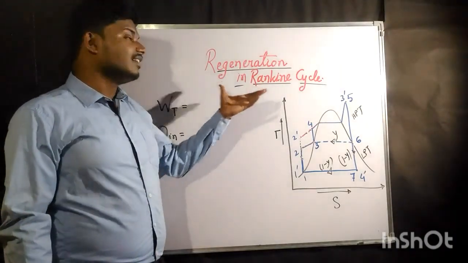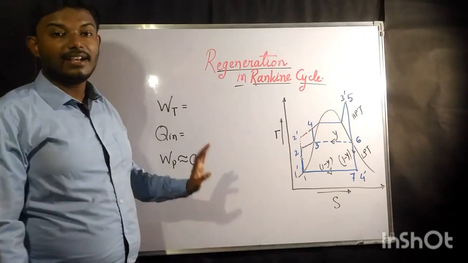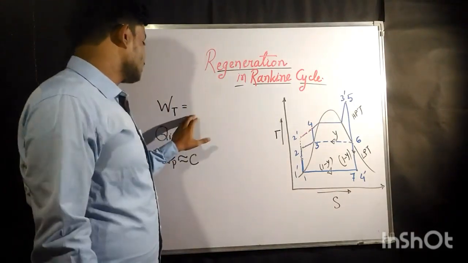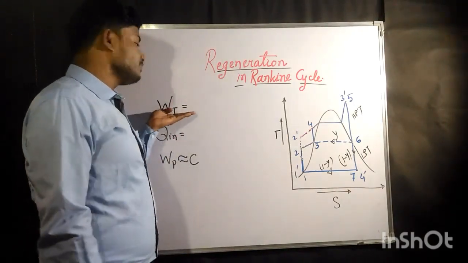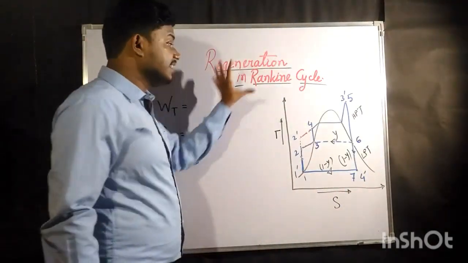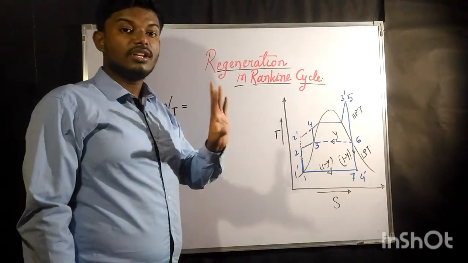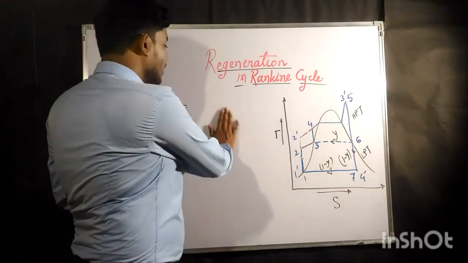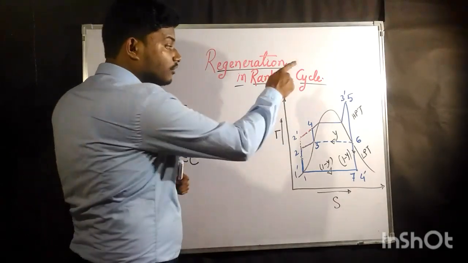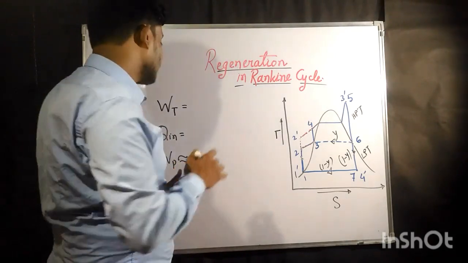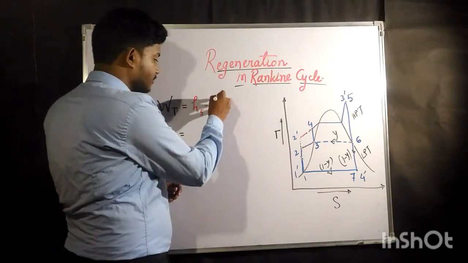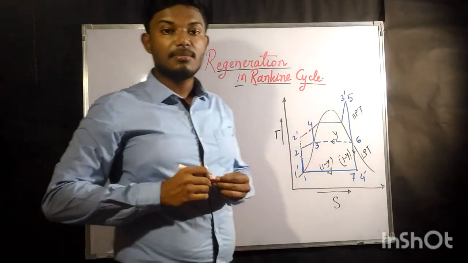Now we are going to see the work done, heat input and the work done by the pump for the regeneration cycle. The first thing that comes to our mind is the positive work, or the work done by the turbine. In this regeneration cycle, work is going to be done in two different parts. One is the work done by the high pressure turbine and one is the work done by the low pressure turbine. Now for the high pressure turbine, what is going to be the work done by the turbine? Work done by the turbine is nothing but H5 minus H6. That is the work done by the high pressure turbine.